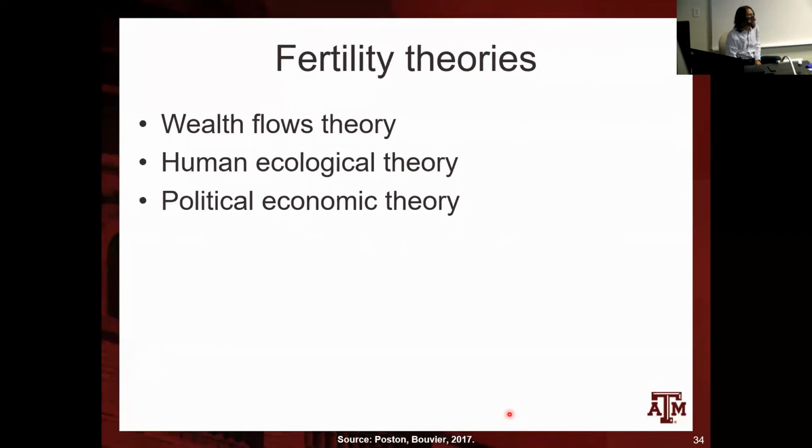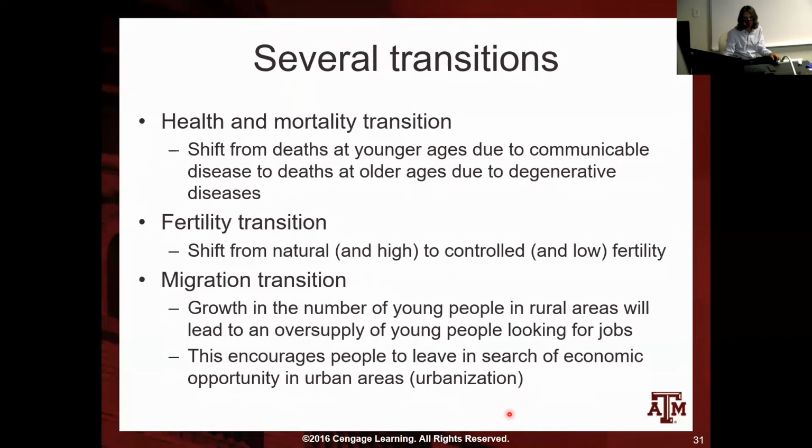And in this portion of the chapter, Dudley Poston and Leon Bouvier will discuss some major fertility theories. What are the fertility theories? They are trying to explain this thing that I said before. Why are countries passing from a high to a low level of fertility?